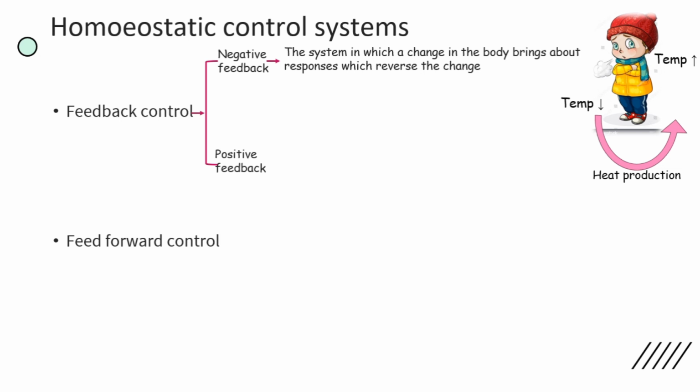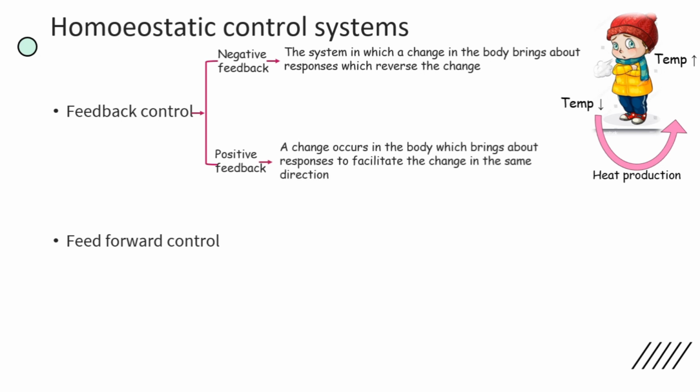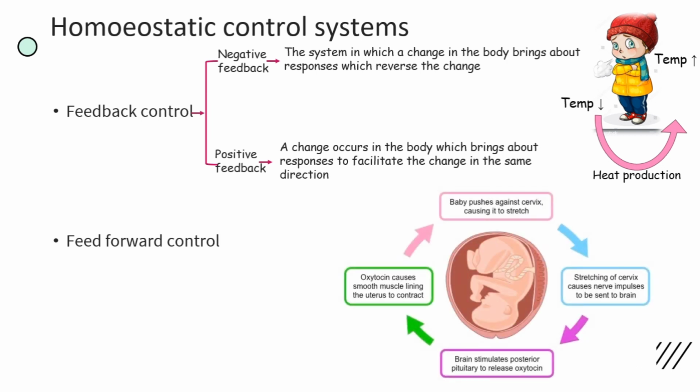Next is positive feedback control. This is the opposite of the previous. In this system, a change occurs in the body which brings about responses to facilitate the change in the same direction. For example, during childbirth, uterine muscles contract and the posterior pituitary gland secretes the oxytocin hormone during that time. What does it do? It contracts the uterine muscles further, which helps in pushing the baby forward. So both of these feedback systems work in their own way to maintain homeostasis. A change in this system may lead to loss of stability in our internal environment.